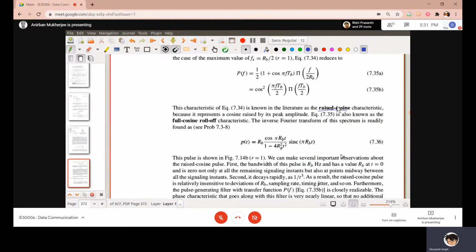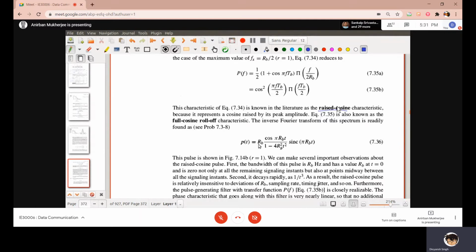Now, if you take the PT and plot this PF, I told you that I will choose PF as a real value, and PF should be positive. That is what we are saying: the cos square term is positive and it is a real value.